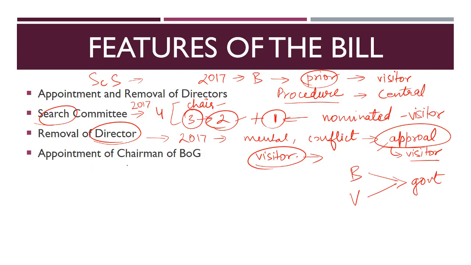If we look at the chairperson of the BOG, what is BOG? BOG is the Board of Governors. So how is the chairperson appointed? Till now, the chairperson of the Board of Governors is appointed by the Board of Governors themselves. The Board of Governors assemble and say that this person will be our chairperson. Now, in the bill which is being introduced, the chairperson will also be nominated by the visitor, that is the central government.